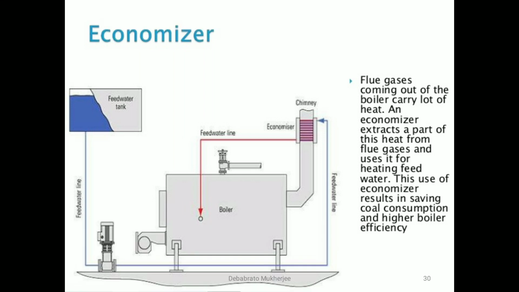Flue gases coming out of the boiler carry a lot of heat. An economizer extracts a part of this heat from the flue gas and uses it for heating liquid water. The use of an economizer also saves coal consumption, and the efficiency of the boiler is also increased because heated water is again given to the boiler.